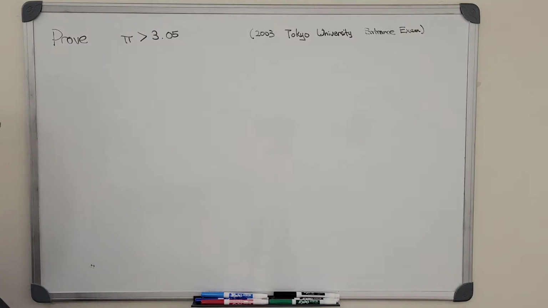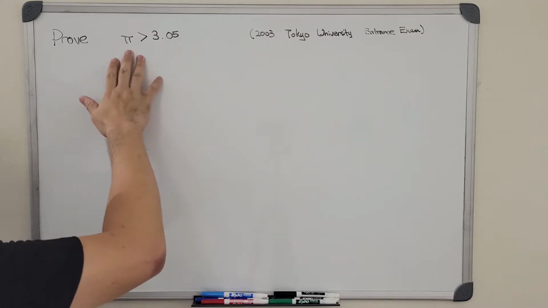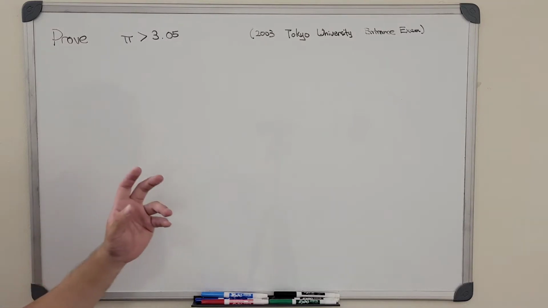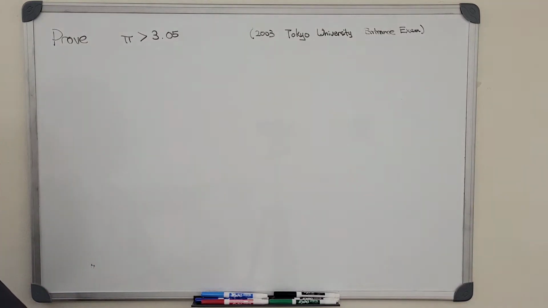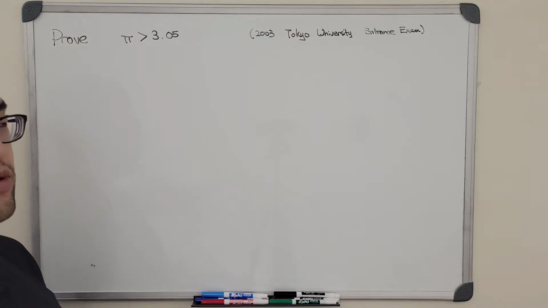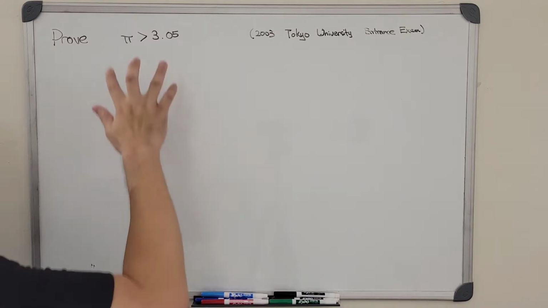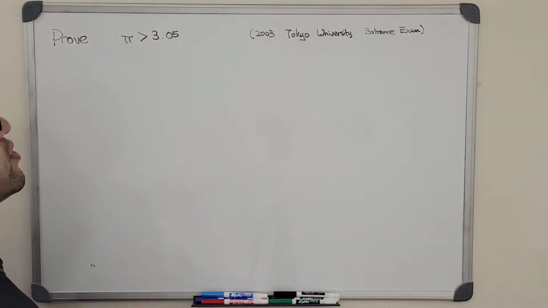Pi is a special value for circles that we use for things such as circumference or area. In fact, we would define pi as the ratio between the circumference of a circle and its diameter. That's how we define it in geometry, and that is the only thing that we know of. We don't know about any numerical value or algebraic results that can generate pi for us, okay? So based off of the condition that we have, now we're trying to prove that pi is greater than 3.05.